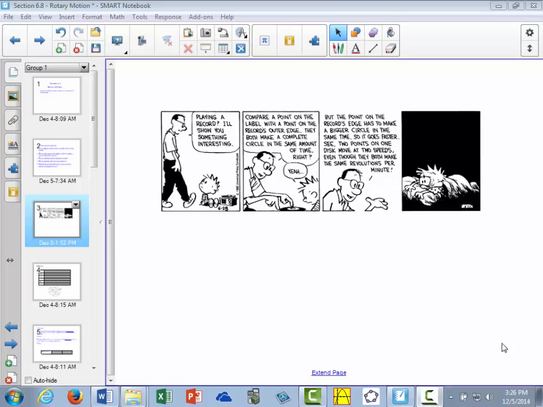Compare a point on the label with a point on the record's outer edge. They both make a complete circle in the same amount of time, right? Calvin: Yeah. But the point on the record's edge has to make a bigger circle in the same time, so it goes faster. See, the 2 points on one disk move at 2 speeds, even though they both make the same revolutions per minute. Mind blown.